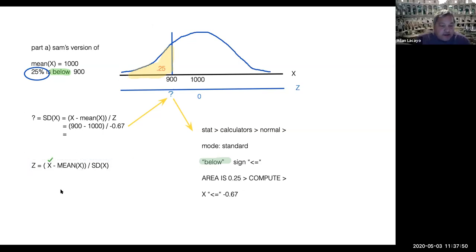We're saying I know X, I know the mean of X, and I don't know the standard deviation. So I better find out what the z-score is, because if I don't find the z-score, I'll never be able to solve for this. And once I do find the z-score, then I can proceed to solving for the standard deviation in this fashion. And I get that the standard deviation is roughly 150 or so.